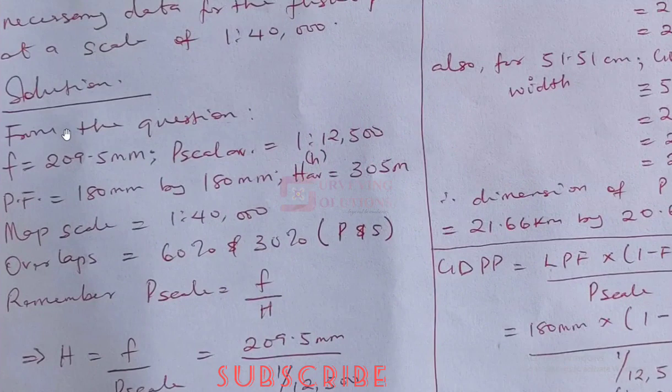So from the question, we have the focal length to be this, we have the average photo scale to be this, then we have the photo format, that's what PF means, to be 180 mm by 180 mm. Then we also have the average height, actually that's small letter h, to be 305 meters. Then we have the map scale of 1:40,000, overlaps, which is P and S, of 60% and 30%. So these are some of the data we can extract from the question, and we'll try to make meaning of it, right?